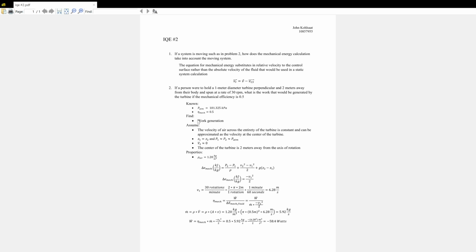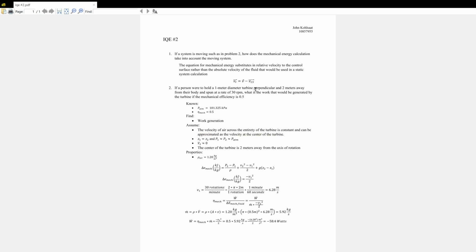We're asked to find the work generation, and we have to assume that the velocity of the air across the entirety of the turbine is constant and can be approximated as the velocity at the center of the turbine. And this is because the turbine is in reality moving in a circular path, and so the air velocity on the side farther away from the person will be higher than the air velocity on the side closer to the person. And so that makes an extremely difficult calculation, so we aren't given anything to do anything with that. And so we have to assume that the velocity is constant across the entire turbine and that it can be approximated by the velocity at the center.